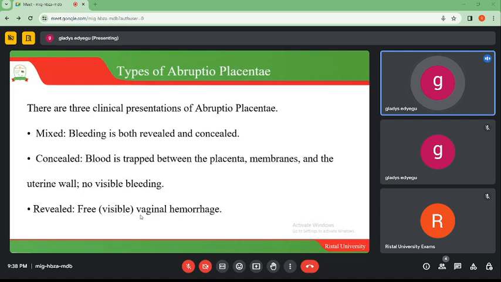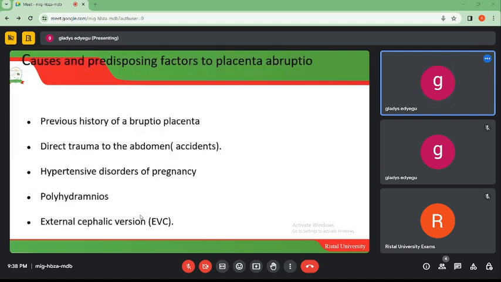Then revealed. Revealed means showing out. So when this blood is seen vaginally, freely visible from the vagina, that one is called revealed abruptio placenta. You see the mother is actually bleeding, losing blood.